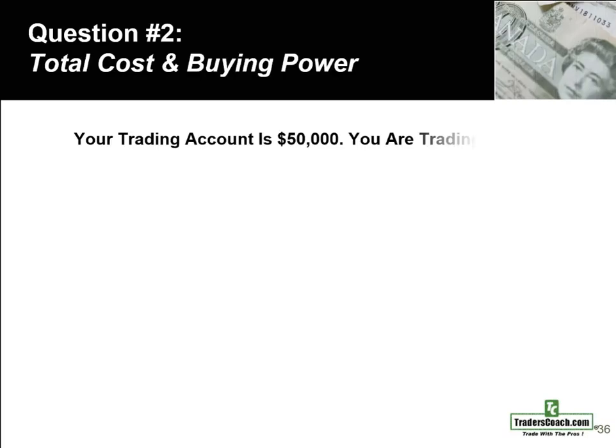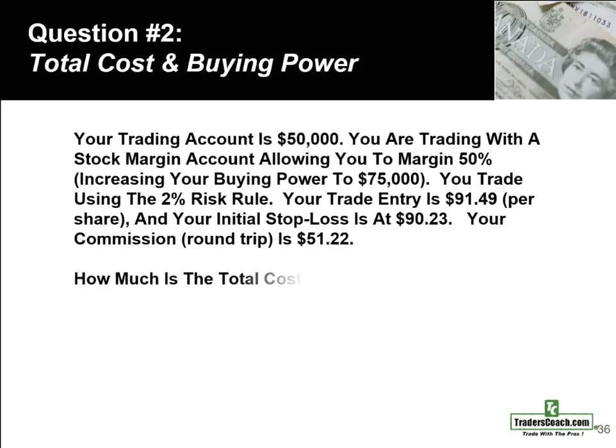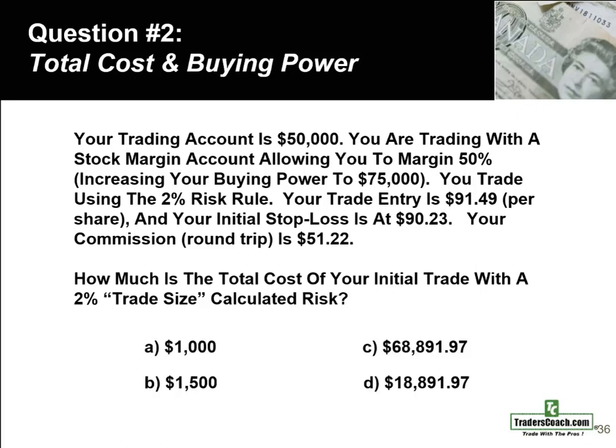Now, let's talk about another example and about buying power. We talked about how you can lose up to $1,000 on a $50,000 account with a 2% risk, but we haven't addressed buying power. So let's address that. If your stock trading account is 50,000, and we have a margin account of 50%, it brings the buying power up to 75,000. Your entry in this example is 91.47, your stop is 90.23, and our commission is $51. How much did it cost to make the trade?